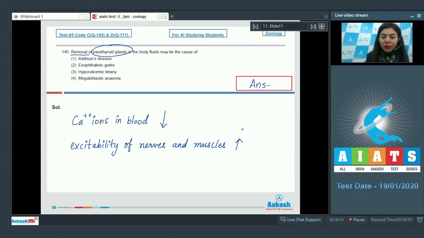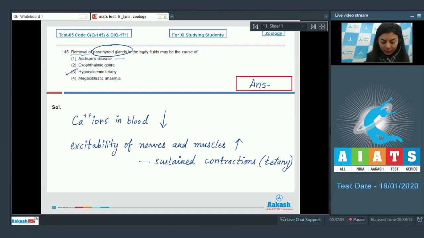which means they would undergo depolarization without the usual threshold stimulus. And that could result in sustained contractions, also referred to as tetany. And this would be called hypocalcemic tetany. So among the given options, removal of parathyroid glands would result in tetany or hypocalcemic tetany.